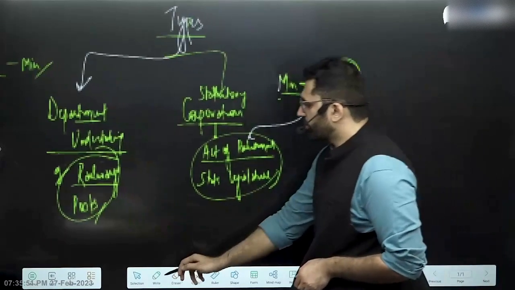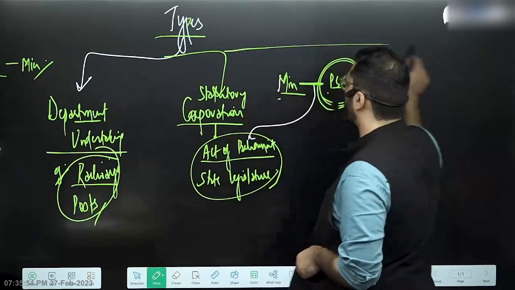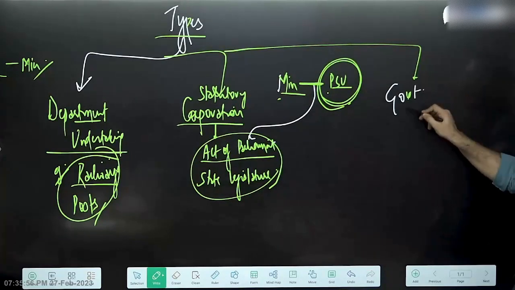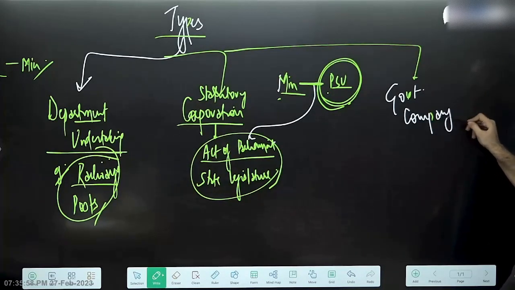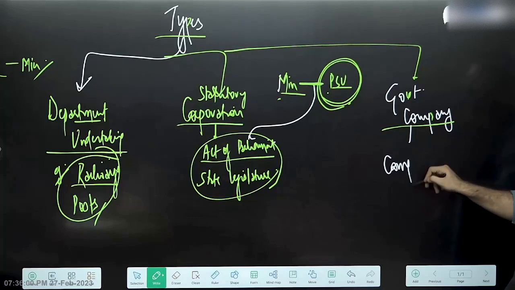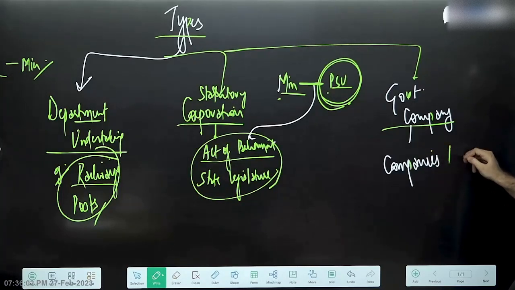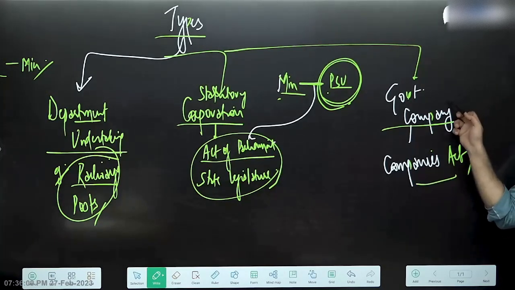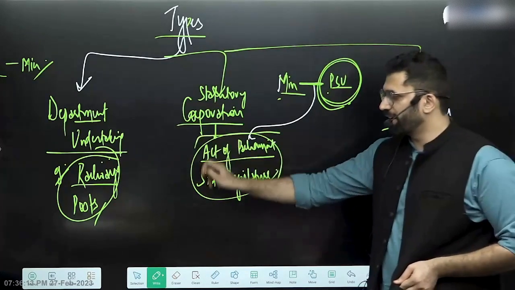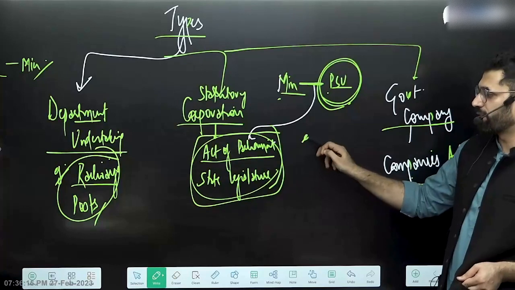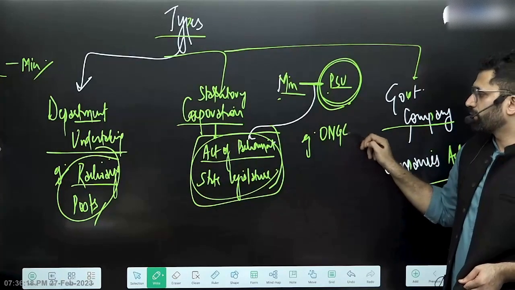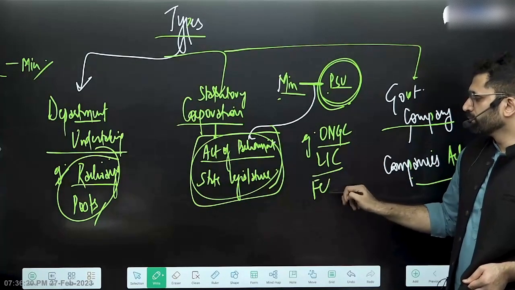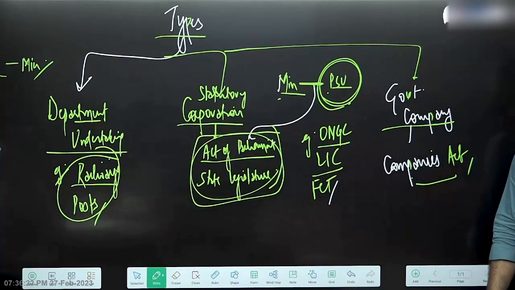Then there's another form which is called the government company. This is not run by the Act of Parliament, but this is just like another company which is registered under the Companies Act. This is owned by the government but is registered under the Companies Act. This is made by the Act of Parliament or the state legislature. Example, all of these are statutory corporations.